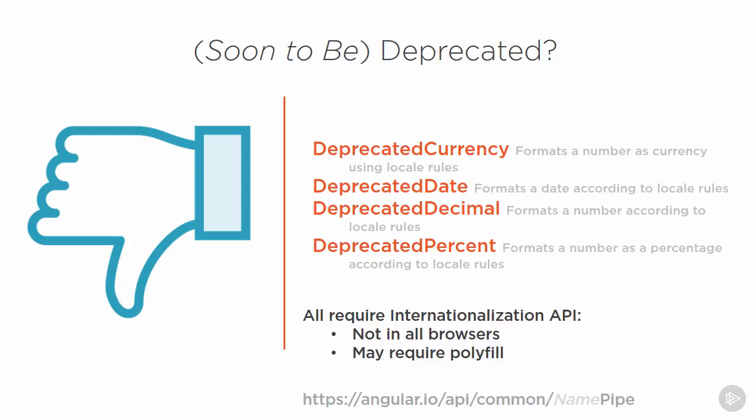And finally, 4 pipes that, while not officially deprecated yet, are likely to be soon. Something about the new name they were each given seems to have given that away. They've each already been supplanted by a corresponding pipe from the stable category. The difference between these and their stable cousins is that these require the use of the internationalization APIs, which are not available in all supported browsers and so may require polyfills, whereas the stable ones don't have that requirement.